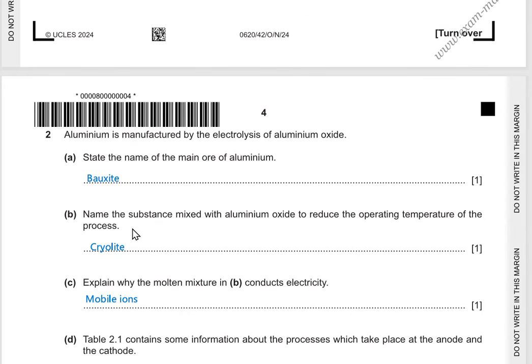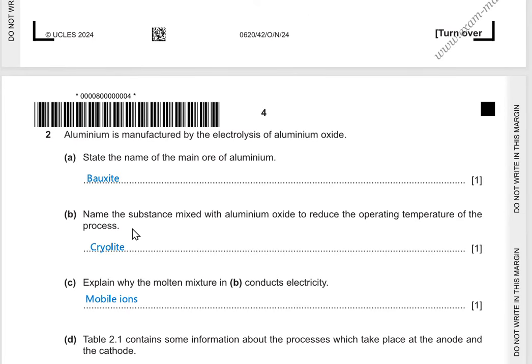Question 2. Aluminium is manufactured by the electrolysis of aluminium oxide. State the name of the main ore of aluminium. We know that the main ore of aluminium is bauxite. For iron, it's hematite. Name the substance mixed with aluminium oxide to reduce the operating temperature of the process. That substance is cryolite.